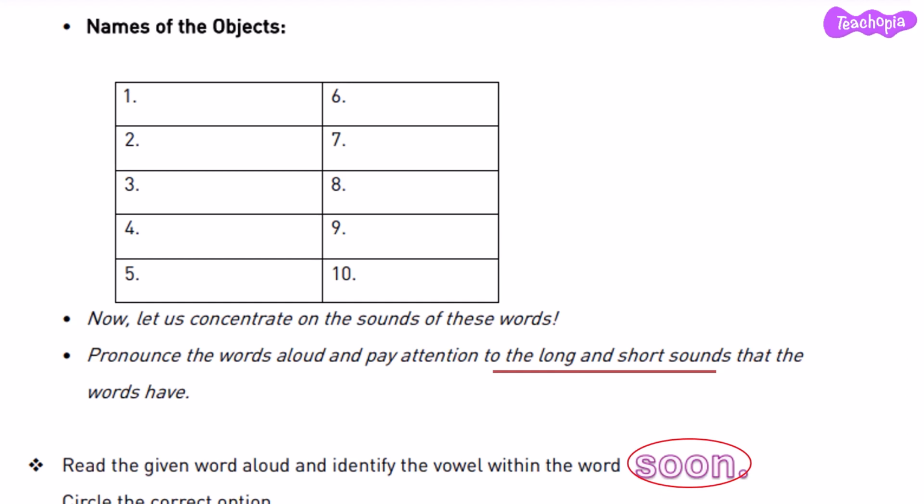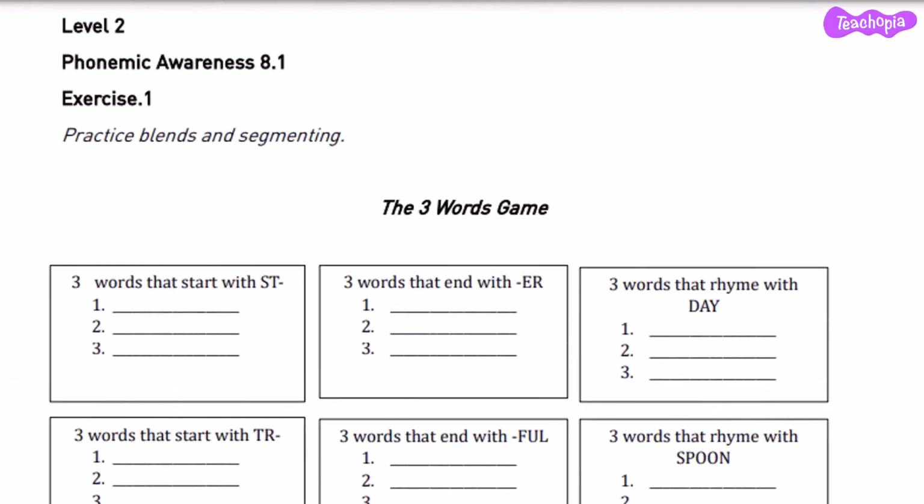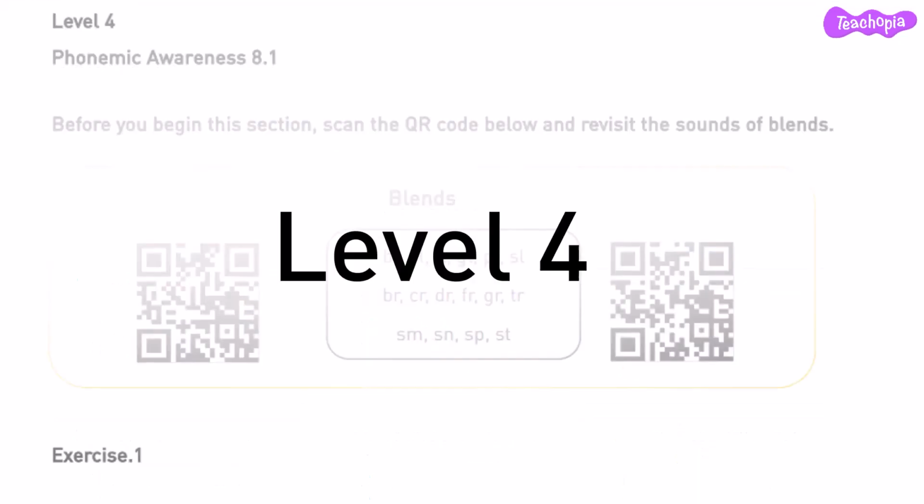In Learning Level 3 for phonemic awareness, we will help learners practice blends and segmenting with an exercise to recall both vowel and consonant blends in words familiar to them. And finally, at Level 4, we will help learners in the addition, deletion, and substitution of sounds.